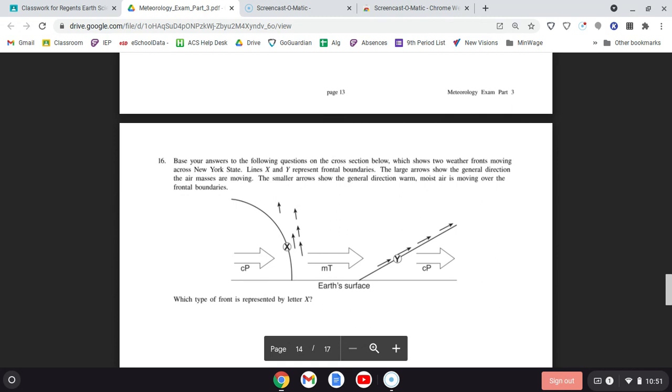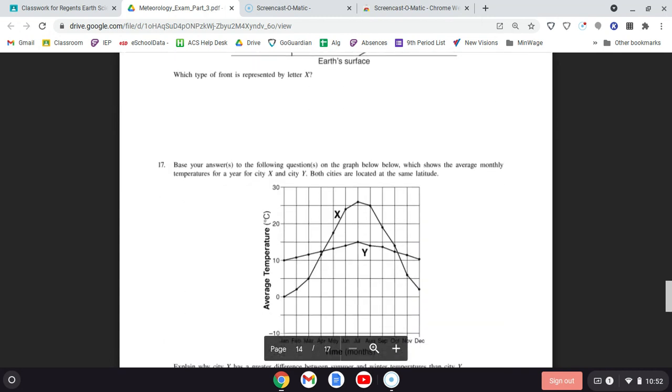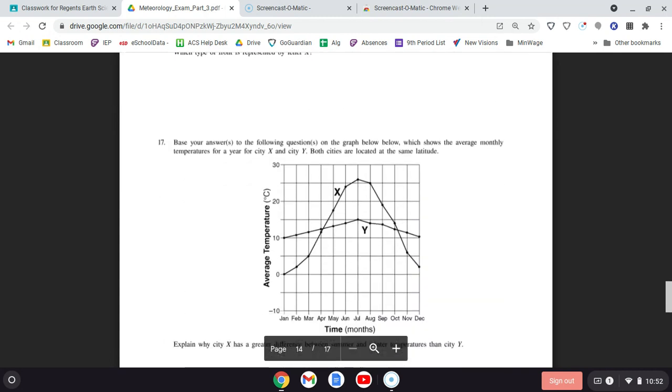Okay. The large arrows show the general direction the air masses are moving. The smaller arrows show the general direction warm, moist air is moving over the frontal boundaries. Which type of front is represented by X? That was a pretty easy one.